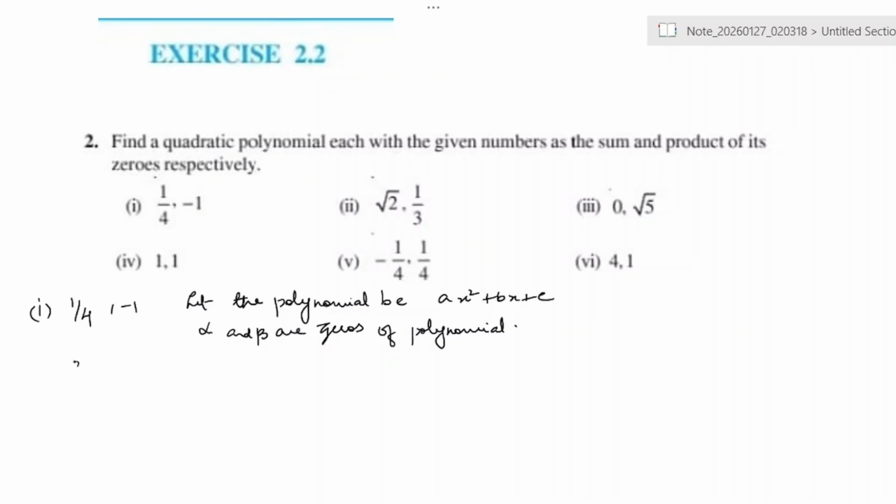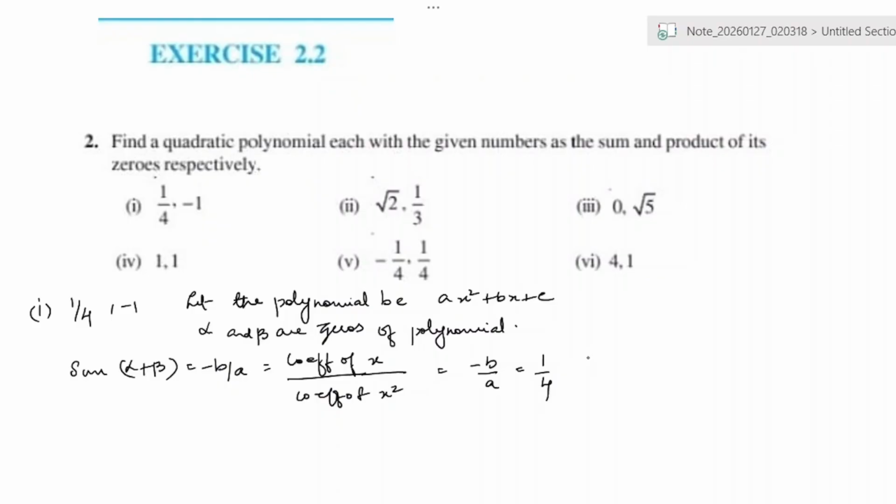So sum, that is alpha plus beta, is equal to, we saw, minus b by a. Minus b by a is coefficient of x by coefficient of x squared. Okay, so minus b by a is equal to 1 by 4. So this means that minus b is equal to 1, therefore b is equal to minus 1 and a is equal to 4.